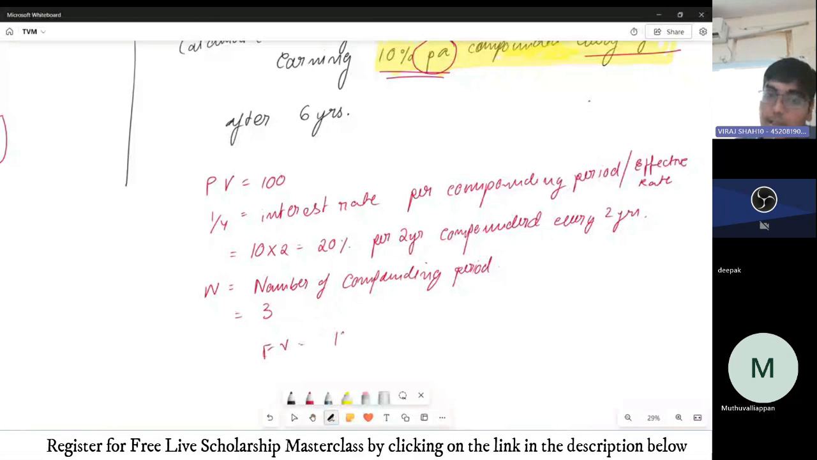So what is the FV? FV is equal to 100 into 1 plus 20% to the power 3. कैसे लिखा मैंने? PV into 1 plus I by Y to the power n. Right? This comes out to be 1.2 to the power 3 into 100. Doing the same thing with the TVM function: second clear TVM, 100 negative PV, 20 I by Y, 3 N, CPT FV. Same answer?